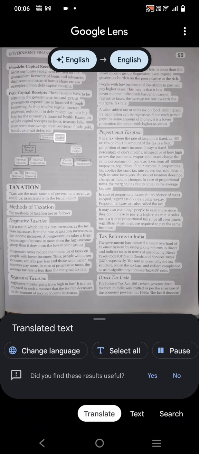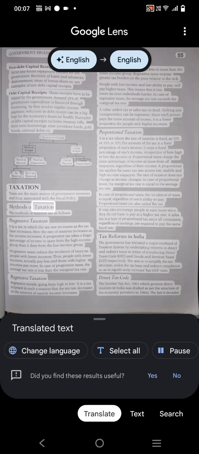Government budget. Capital budget. Revenue receipts. Revenue expenditure. Non-tax revenue. Capital receipts. Expenditure. Tax revenue. Taxation. Taxes are the main source of government revenues and thus associated with the fiscal policy.